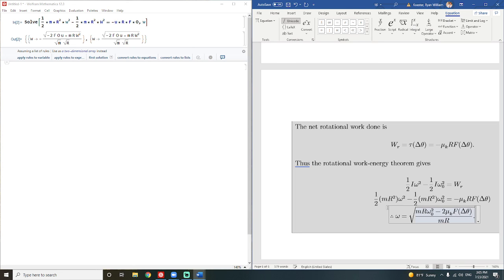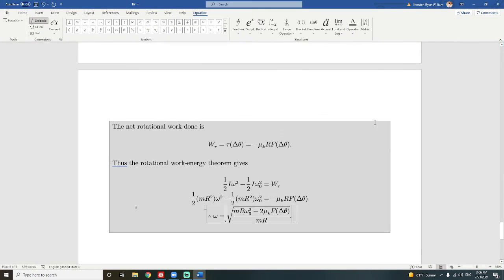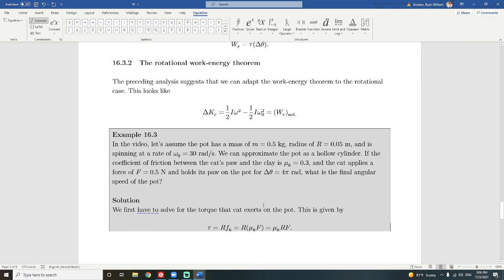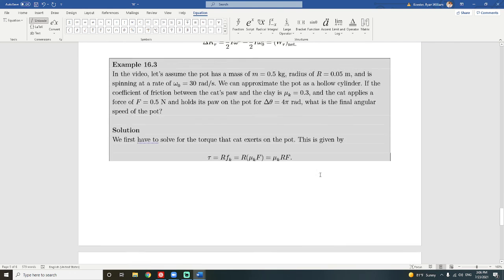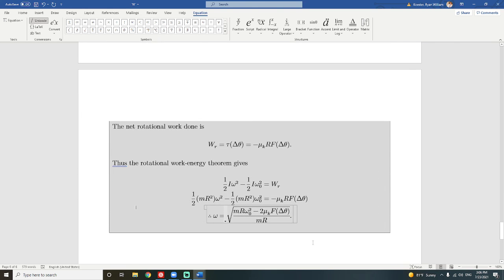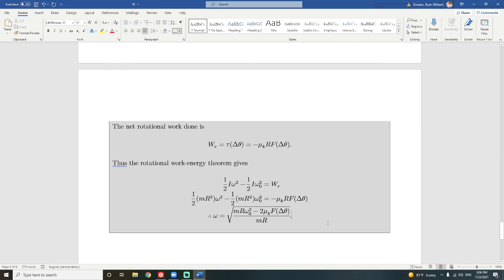So you could plug the numbers in here and see what you get if you're interested in that, but obviously we would expect, intuitively, that the angular speed should decrease. That's what physics tells us. And we would just want to make sure that the math confirms that, right? And it seems like it will, because of the minus sign here.